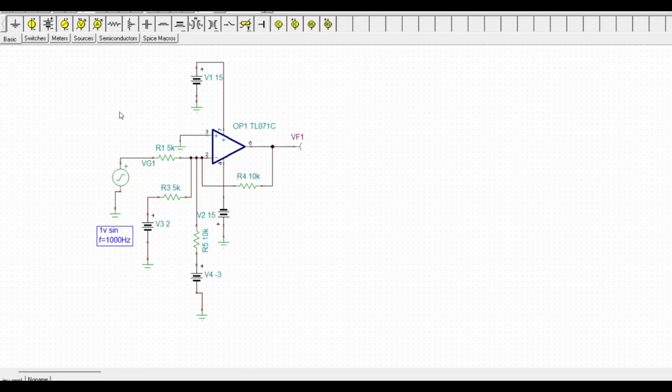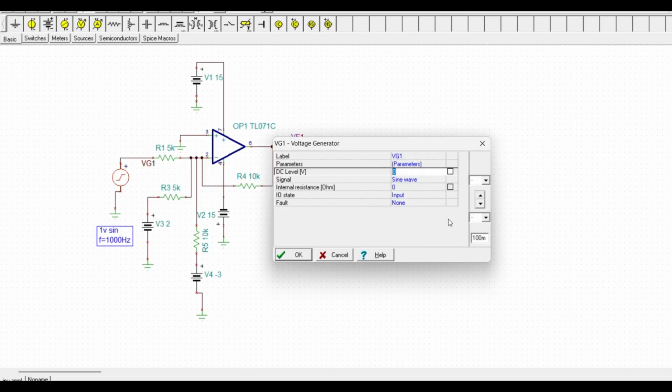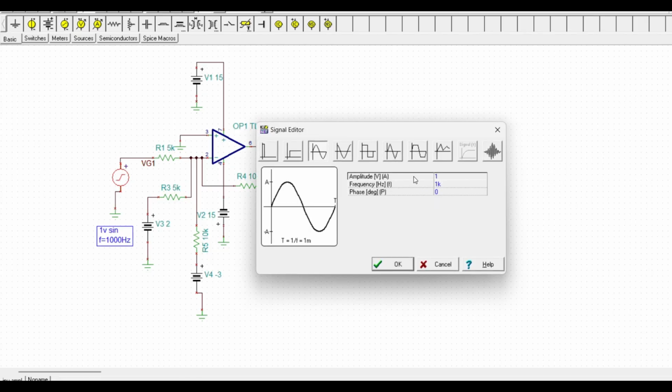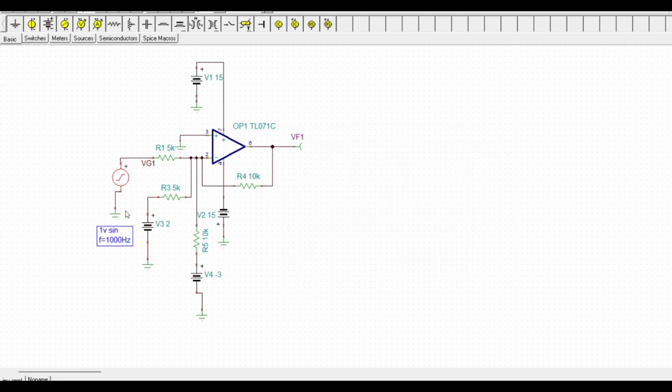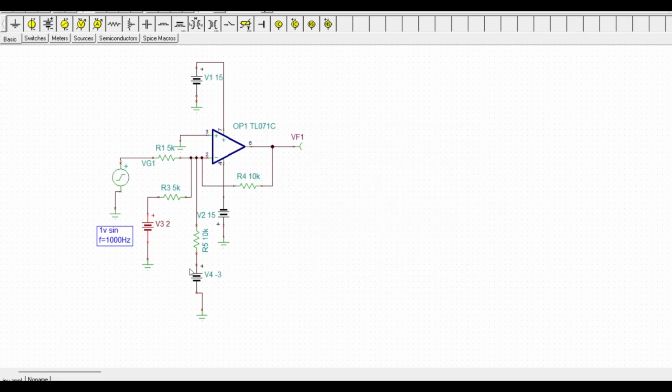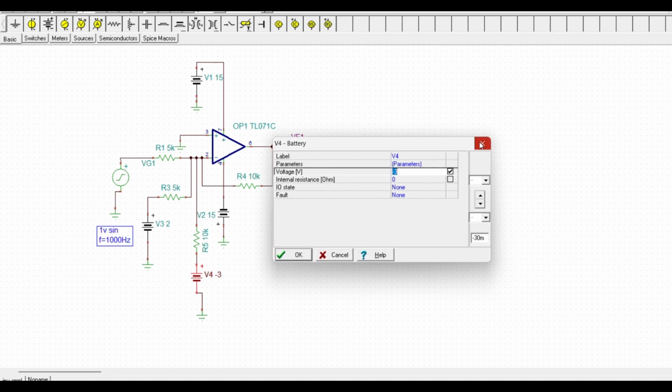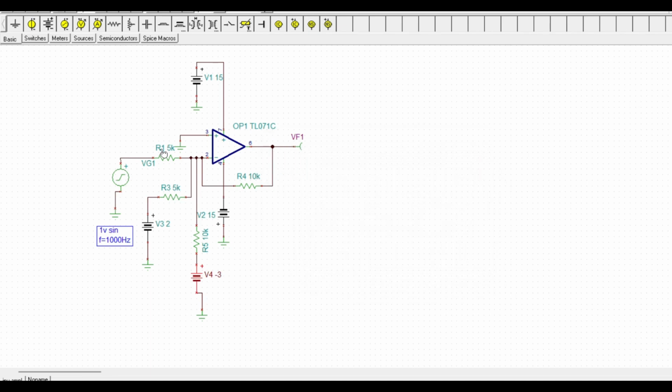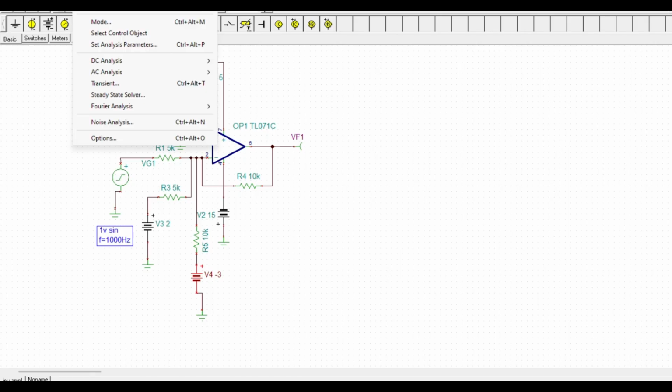For our second example, we have our waveform, a sine waveform with an amplitude of 1 and a frequency of 1 kilohertz. The DC sources are the same, 2 volts and minus 3. The resistors are 5k, 5k and 10k according to the theoretical calculation. So let's see at the output.